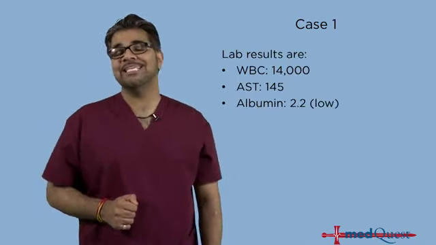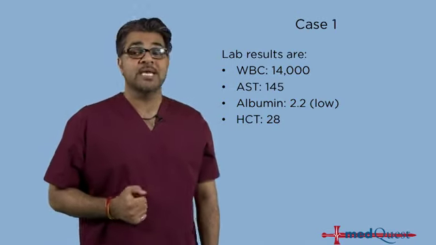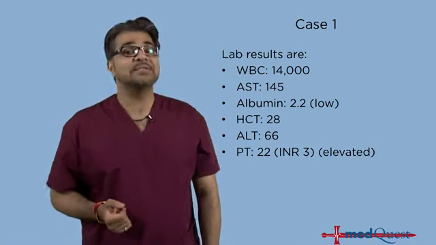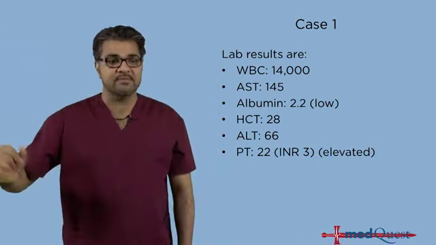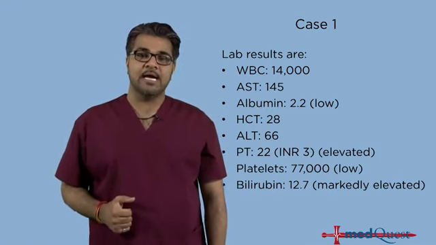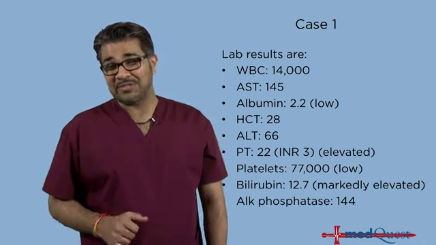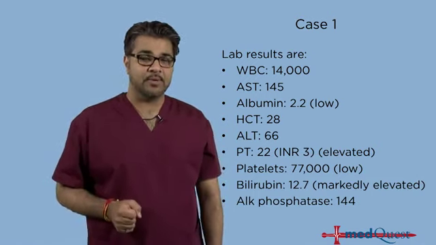His white count's elevated at 14,000, AST is 145, his albumin is low at 2.2, his hematocrit's 28, his ALT 66, his PT, which is about 22, INR of 3 is obviously elevated, his platelets are low at 77,000, his bilirubin's markedly high at 12.7, his alk phos is about 144. We're building the classic liver patient here, aren't we?